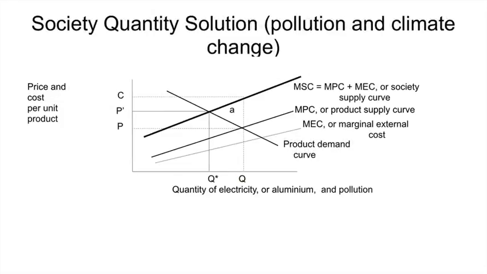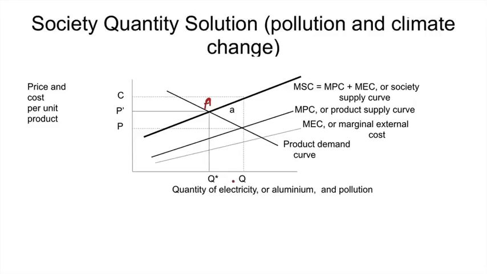Now we go to the society optimum. We take into account the pollution. The demand curve remains exactly as before. That's what you and I are willing to pay for extra units of electricity. But now, instead of the product or industry supply curve, we have the society supply curve, this marginal social cost. So if we were to take into account all the costs, we would equate the marginal social cost with the marginal private benefits. We would operate at point A.